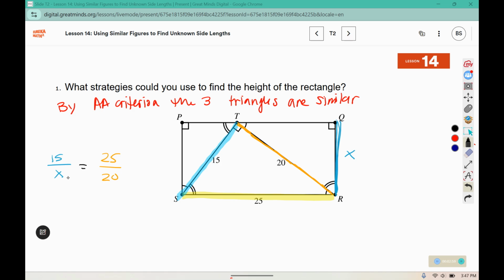We use a strategy called cross multiplying. So 25 times x is 25x. And then we also do 15 times 20 on the other side of our equal sign. Well, 15 times 2 would be 30, but since it's times 20, it's 300. Then we can divide both sides by 25 and solve that for x. If we divide 300 by 25, we get a height of 12.